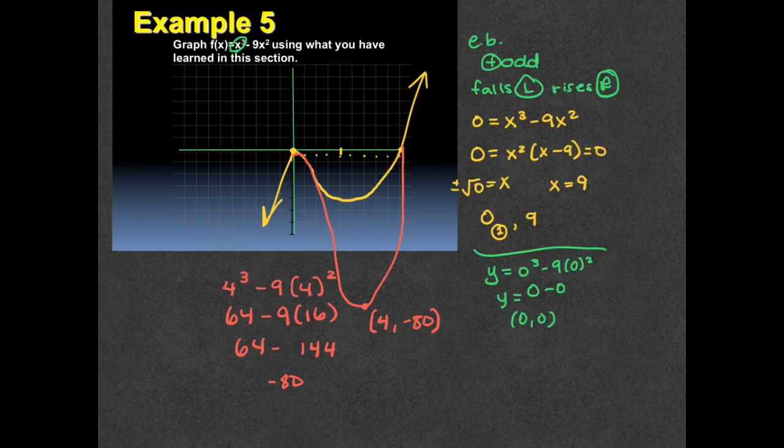But what this does tell us is that I know it's going to go down way further than I initially assumed. This should be a smooth curve, so I don't want it to be sharp. I want it to go all the way down, and I want it to come back up and cross through 9, 0.